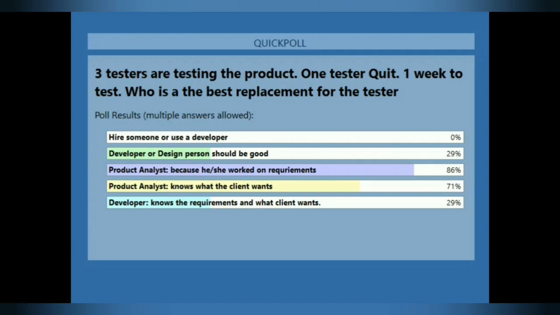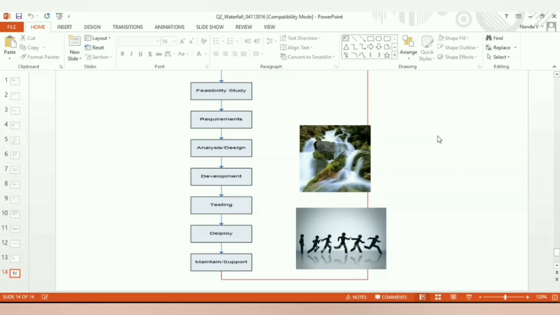71% said product analyst. That is one of the right answers. A product analyst is right because he or she works on the requirement and knows what the client wants. Developer or design person is not the right answer. There is no time to hire. First one, all of you got it right. No time to hire, I indirectly quoted that also. A developer or design person ideally should not test. Why should the person not test?